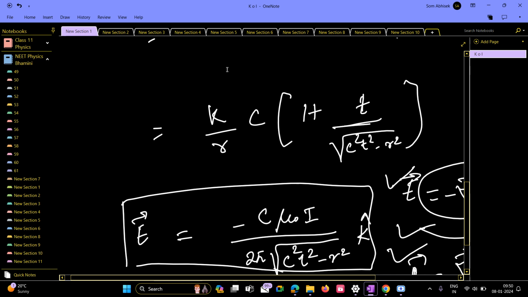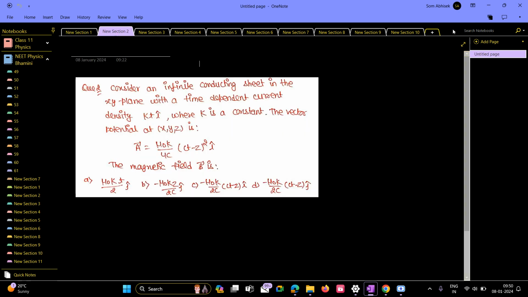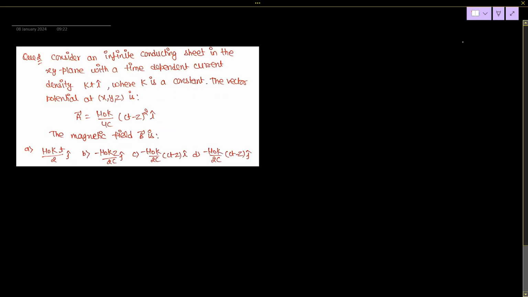Next question. Question number 2. Consider an infinite conducting sheet in the xy plane with a time-dependent current density k t I cap, where k is a constant. The vector potential at x, y, z is given, isn't it?